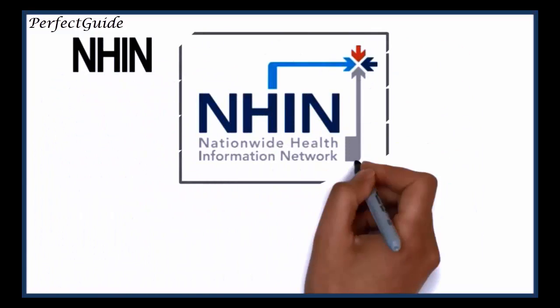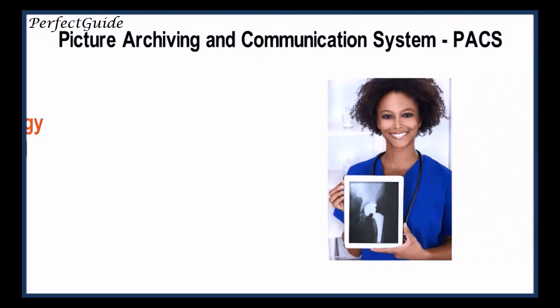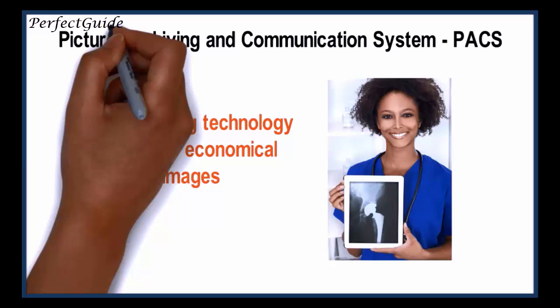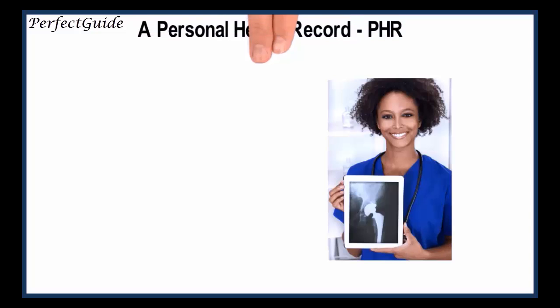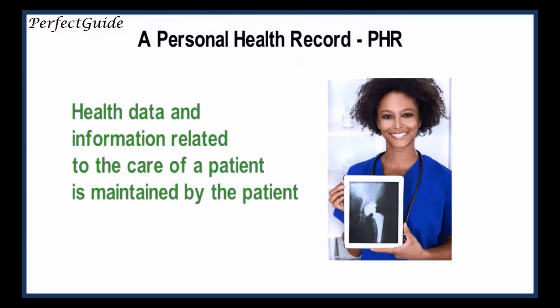The Nationwide Health Information Network, commonly called NHIN, is a set of standards designed to enable secure health information exchange. A Picture Archiving and Communication System, or PACS, is a medical imaging technology that provides economical storage of images. A Personal Health Record, commonly called PHR, is a health record in which health data and information related to the care of a patient is maintained by the patient.